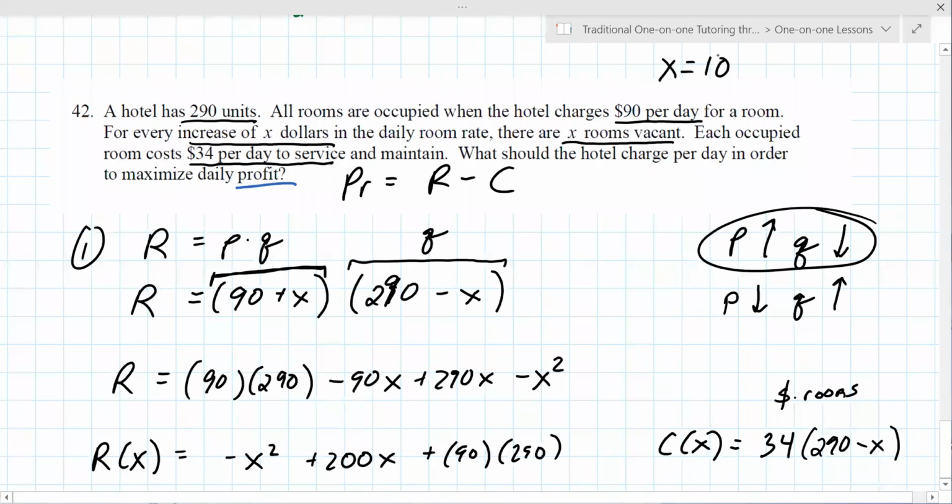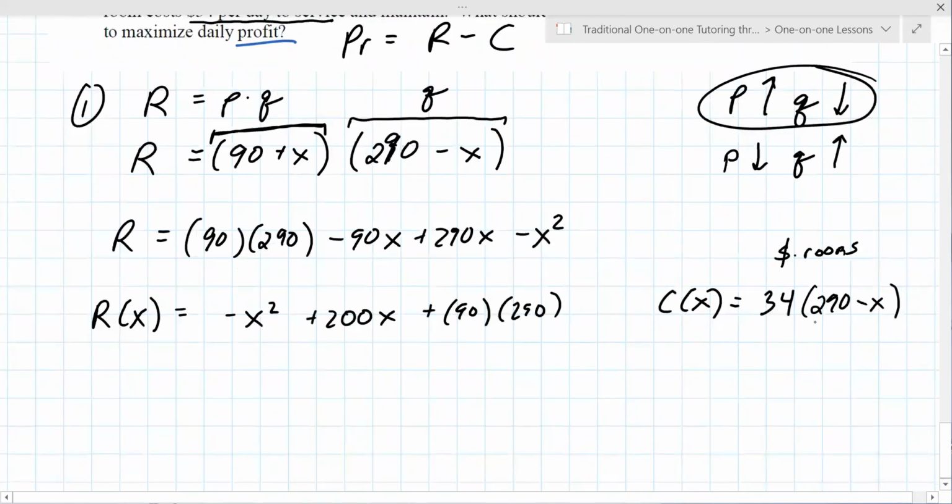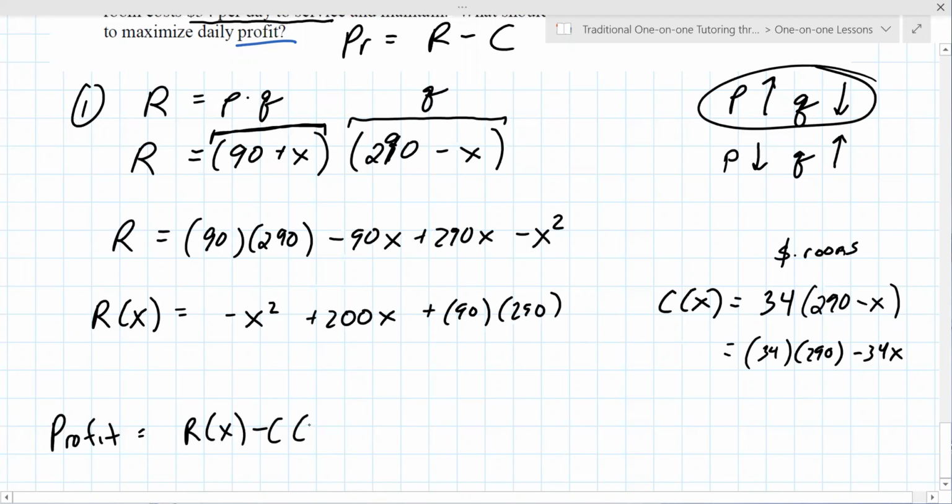If X is 10, that means they're charging 90 plus 10, $100. That's reasonable. And there's 290 minus X, or 280 rooms. So how many rooms do they have to service? They have to service the 280 rooms. That's why it's 290 minus X. Again, you can multiply these out if you need to, but the number actually doesn't matter.